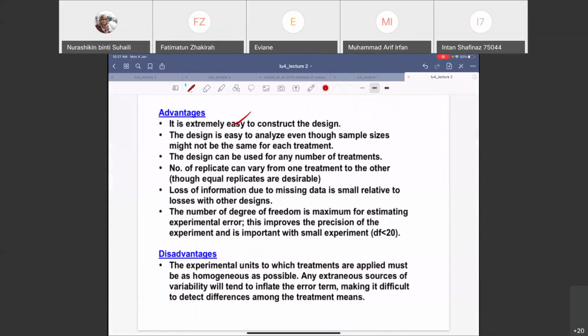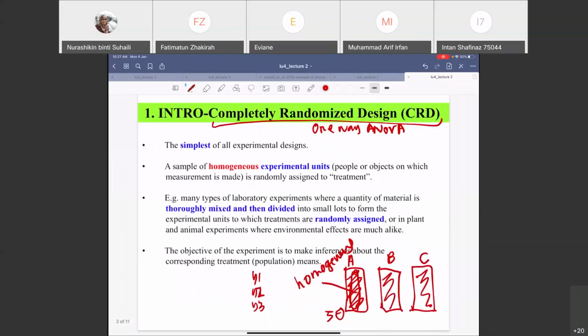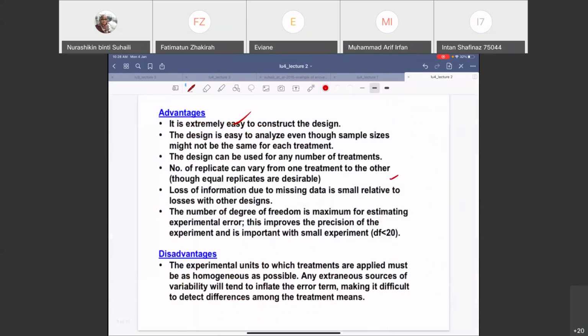Number of replicates can vary from one treatment to another. It means that the sample size you can have 15, 49, or maybe 48. It's fine. It doesn't matter. Later we go for the blocks one. Loss of information due to missing data is small relative to losses with others. Okay, so those are the advantages.